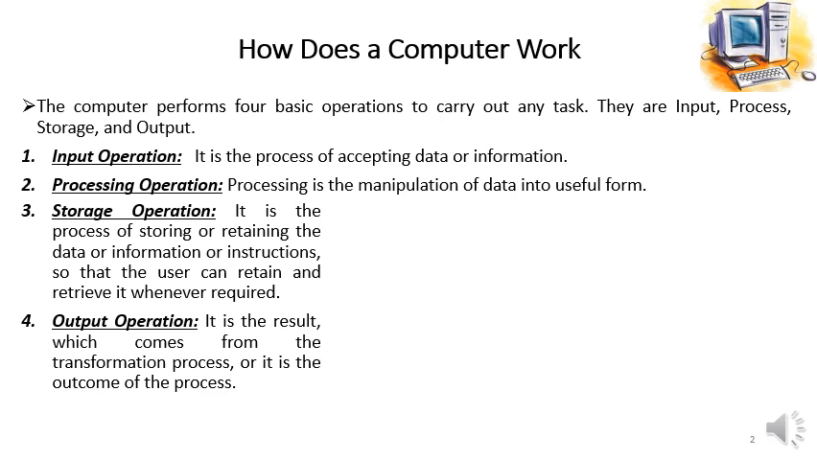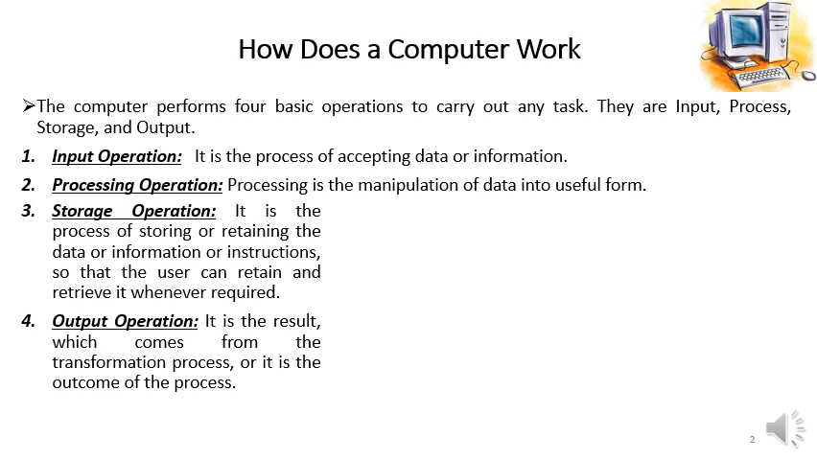The fourth basic operation performed by a computer is output operation. It is the result which comes from the transformation process, or it is the outcome of the process. Once we got the input and processed it, then the output, or the result, or the information on which we can make decisions, is called the output. That output can be stored in a storage device, as well as displayed to the user by using an output device.